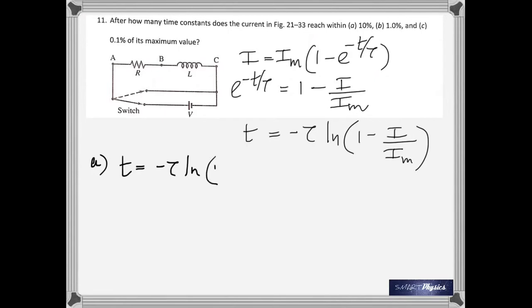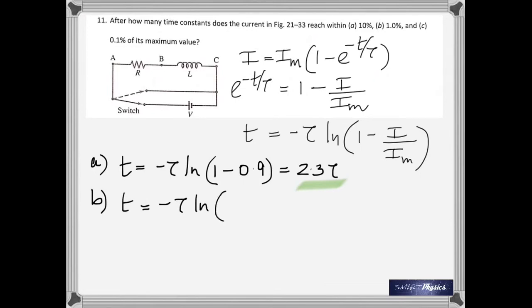The first part says 10%, so I by Im is 0.9, because it says how many time constants does the current reach within 10% of its maximum value. So that means the current I has grown to 90%, right? Okay. So the same thing.